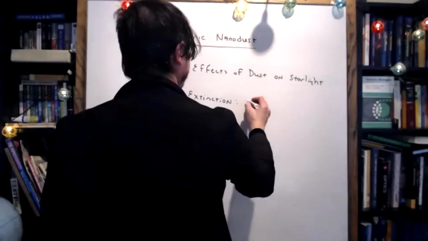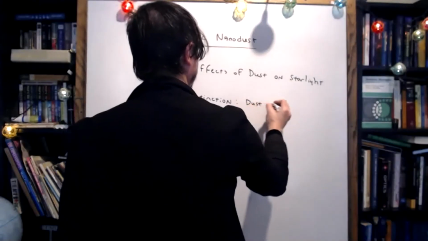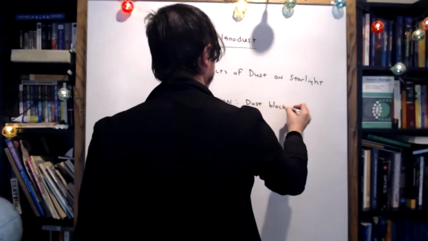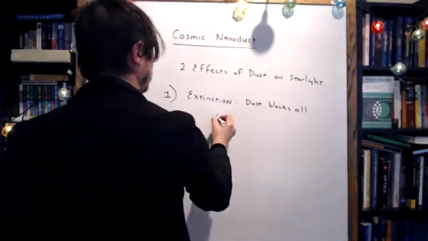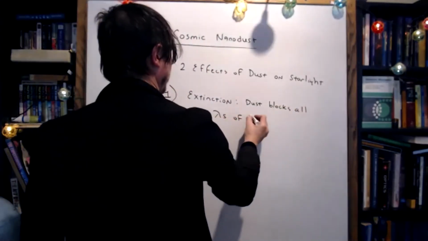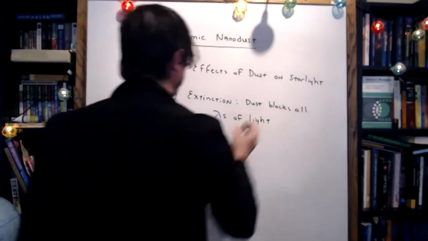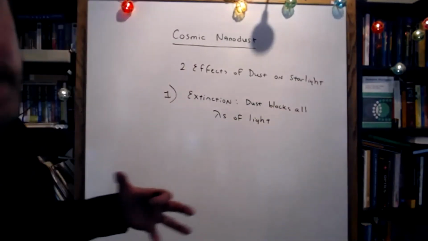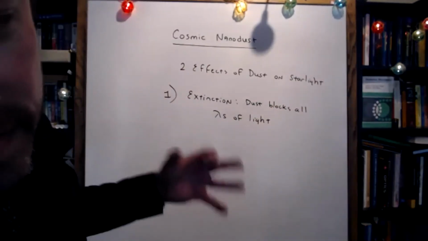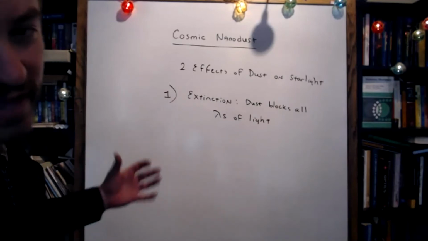So for extinction, dust blocks all wavelengths of light. This is important because it's responsible for a lot of the dark dust lanes that we see when we look at galaxies.